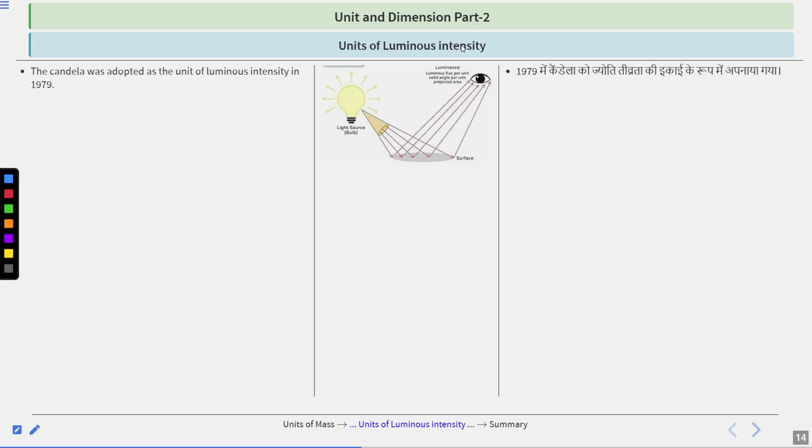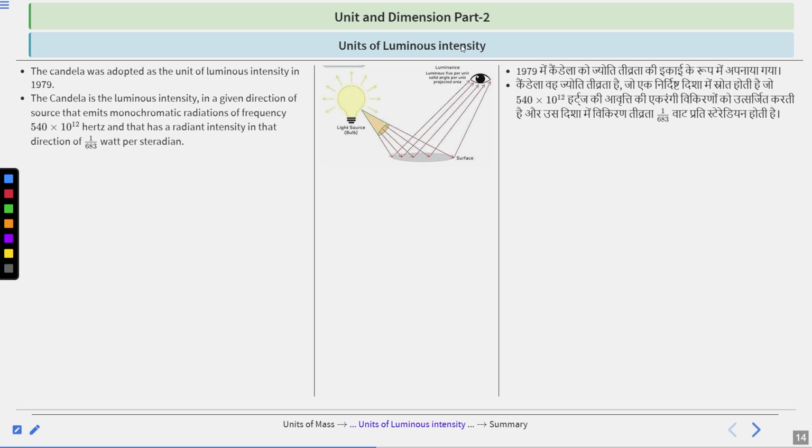The candela was adopted as the unit of luminous intensity in 1979. The candela is the luminous intensity in a given direction of a source that emits monochromatic radiation of frequency 540 into 10 power 12 hertz. Now it is mentioned monochromatic. Remember this. Monochromatic means only one type of light, that has a radiant intensity in that direction of 1 by 683 watt per steradian.